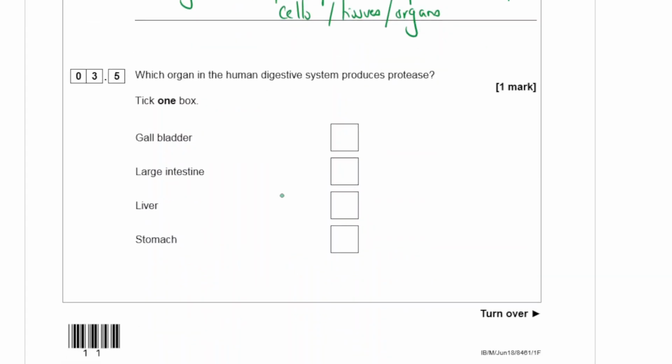Which organ in the human digestive system produces protease? Now, protease, the enzyme, is actually made in the stomach because protein is mainly digested in the stomach. Sorry, proteins are digested mainly by the enzyme protease in the stomach. So the stomach makes the enzyme protease. I'm getting it wrong.